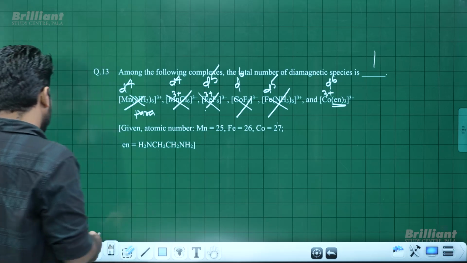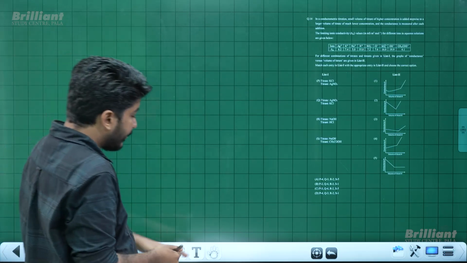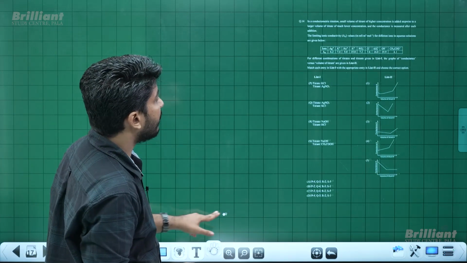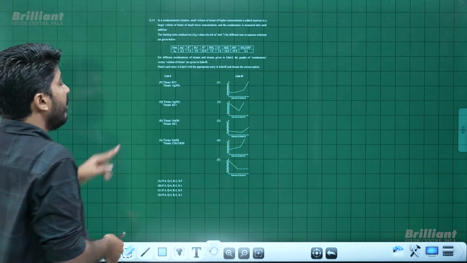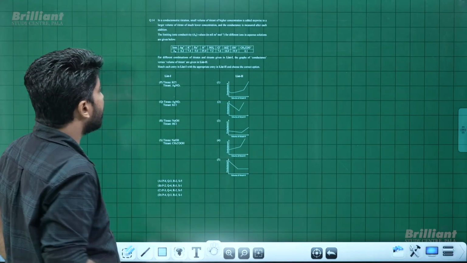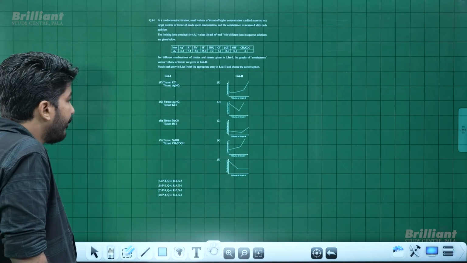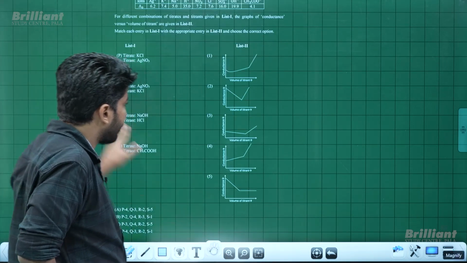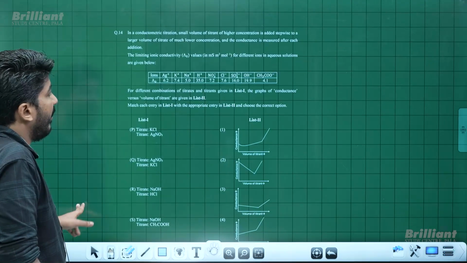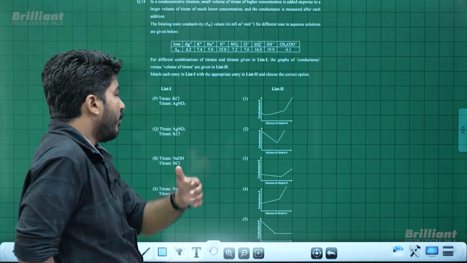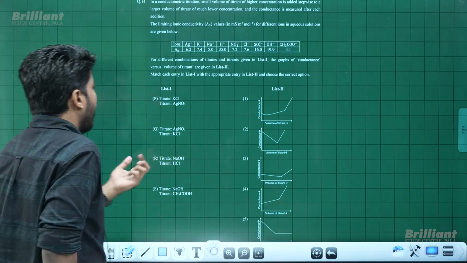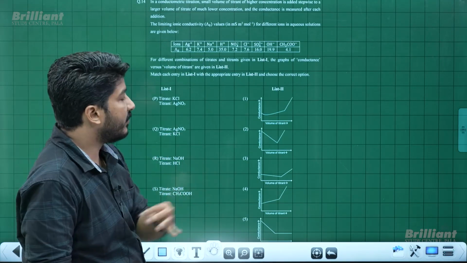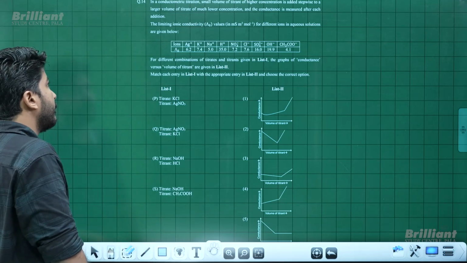Now let's see what we have next. That is the next section, which is matching type. Match the following type questions. We have 4 such questions. The first one was related to practical chemistry, clubbed with the electrochemistry or equilibrium chapter, we can say. Practical always has a connection with a lot of chapters.